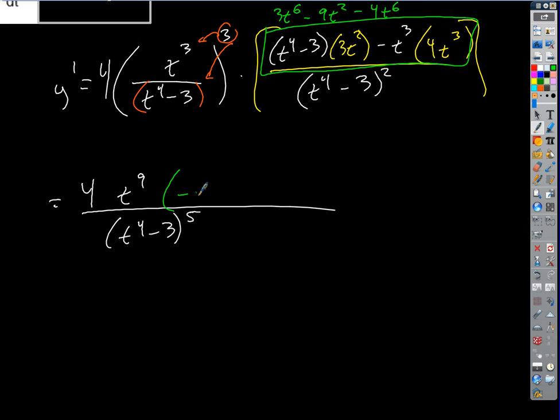Negative t to the 6 minus 9. That's it, right? If you want to take the negative out front, you can do that, but you don't have to. Okay? Make sense? Yeah. Okay.